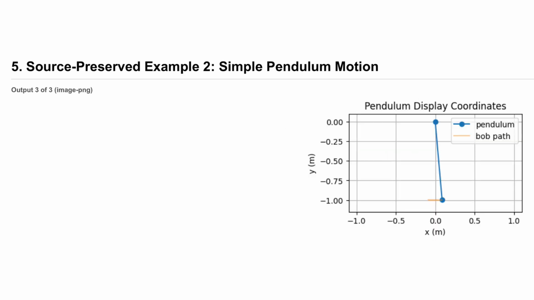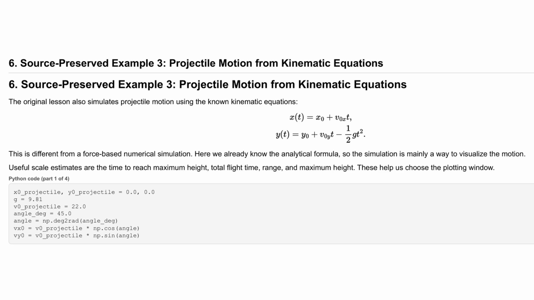The second plot visualizes the physical arc of the pendulum bob in the xy plane. This confirms that our coordinate transformation correctly mapped the angle to a curved spatial trajectory. Moving to 2 dimensions, our third example covers projectile motion. We use the analytical kinematic equations for constant gravitational acceleration to trace the flight path.